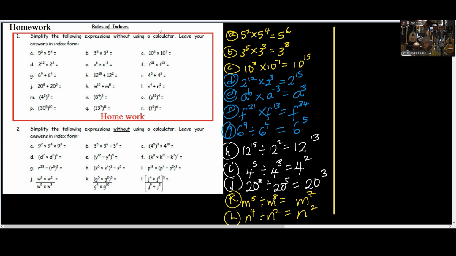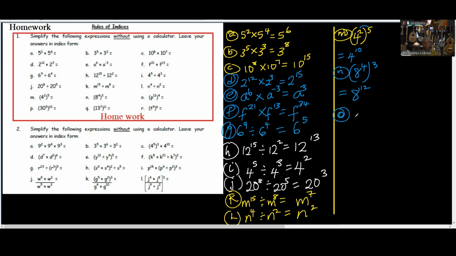Now, option N, okay, option M first. 4 all raised to the power 2, then everything raised to the power 5. So whenever we see this, you should know that the 2 will multiply the 5 to give us 10. And this is 4 raised to the power 10. Option N, we have 8 raised to the power 4 into another power 3. So what do we do? We multiply the powers. 4 times 3 gives us 12. That's 8 raised to the power 12.